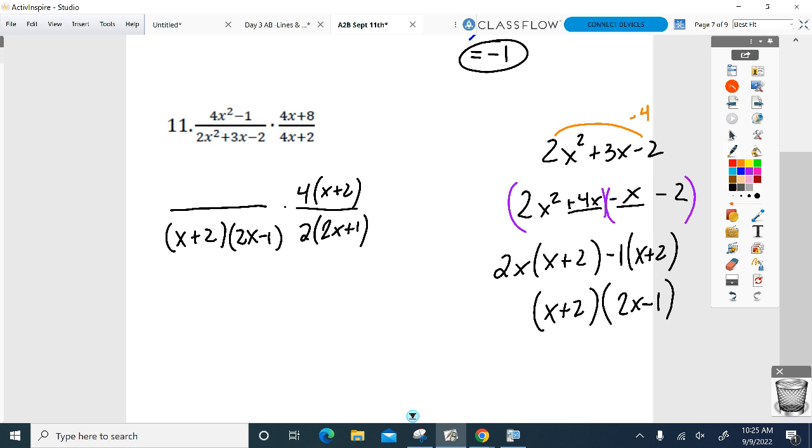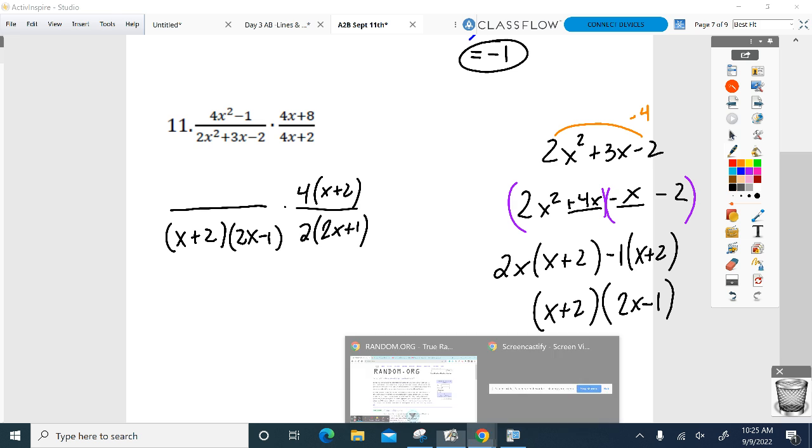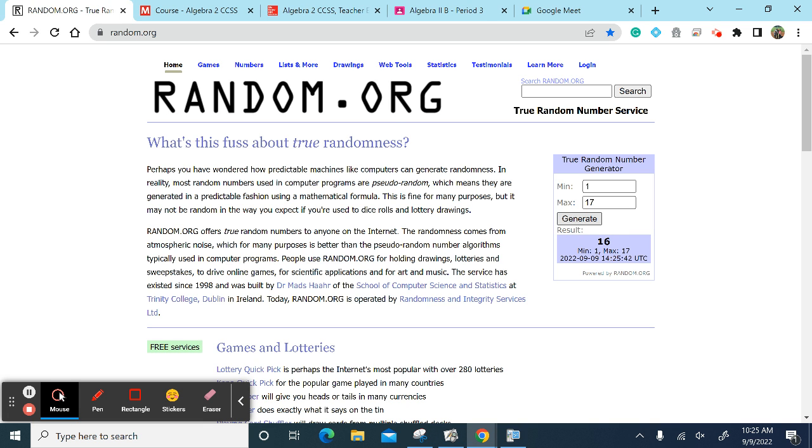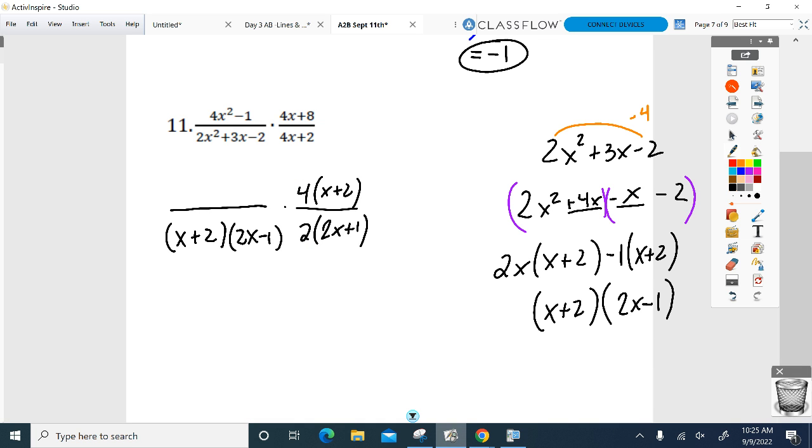4x squared minus 1. What can we do with that? That one's a little tougher. Would you do difference of two perfect squares? You got it. What am I going to write in place of 4x squared? What does that break down into? X plus 2, x minus 2. Okay, yes, but what about the 4 though? The 2 takes care of the 4.